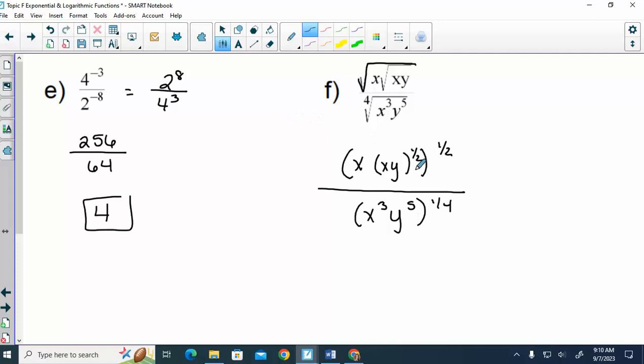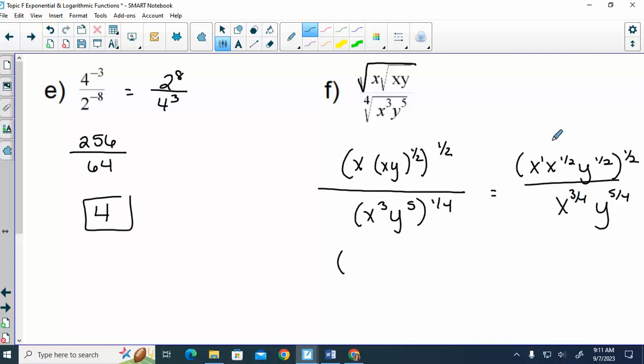Okay, so if I start simplifying this, in this one I have an x times x to the 1 half, y to the 1 half, and there's still this 1 half out here. In the bottom, if we distribute, we get x to the 3/4, y to the 5/4. Okay, this is an x to the first, so what do we do with those exponents? Add them. So 1 plus 1 half, that would be 3 halves.